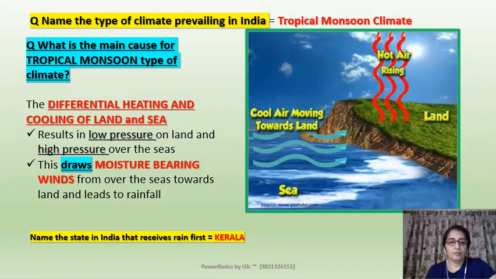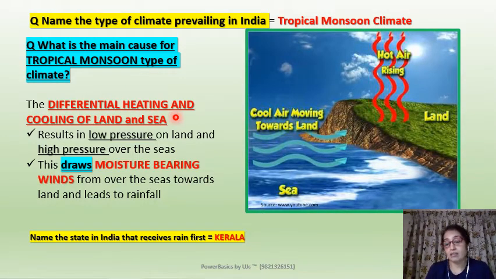Let's go ahead. So, if you are asked to name the type of climate prevailing in India, it is going to be the tropical monsoon climate. What is the main cause for the tropical monsoon type of climate? It is the proximity to the sea. India has water bodies on 3 sides. So, the differential heating and cooling of land and sea.